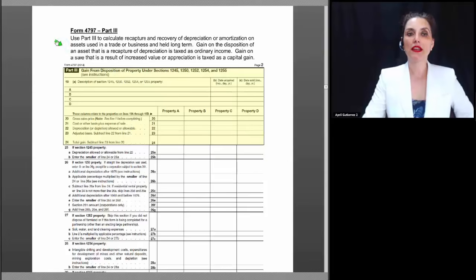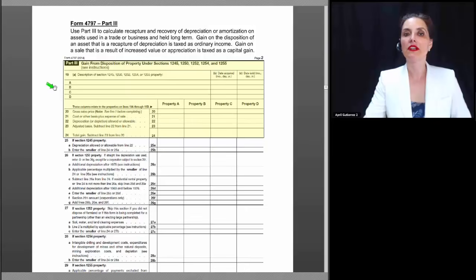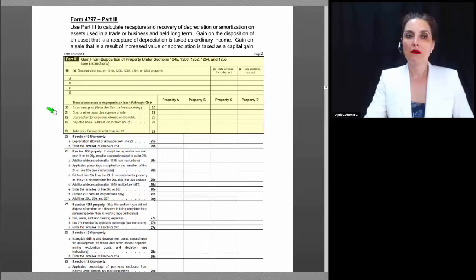Form 4797, Part 3. Use Part 3 to calculate the recapture and recovery of depreciation or amortization on assets used in a trade or business and held long term. Gain on the disposition of an asset that is a recapture of depreciation is taxed as ordinary income, and gain on the sale that is a result of increased value or appreciation is taxed as capital gain. Part 3 is a very important part of the form. If you don't enter assets in Part 3 that are required to be entered in Part 3, then you are going to figure your capital gain amount incorrectly.